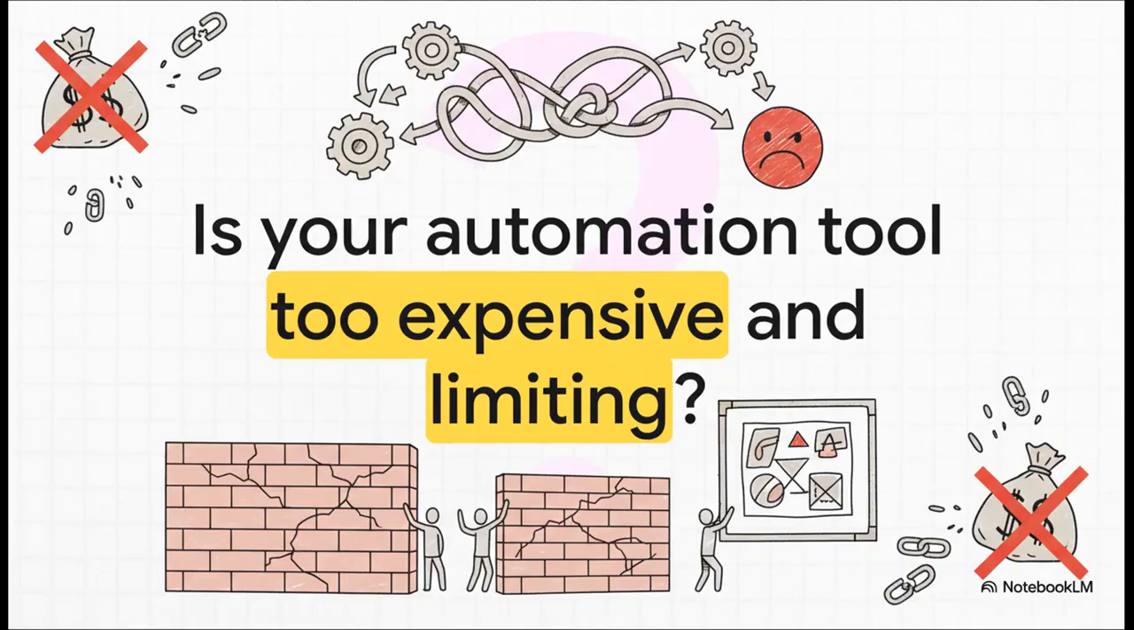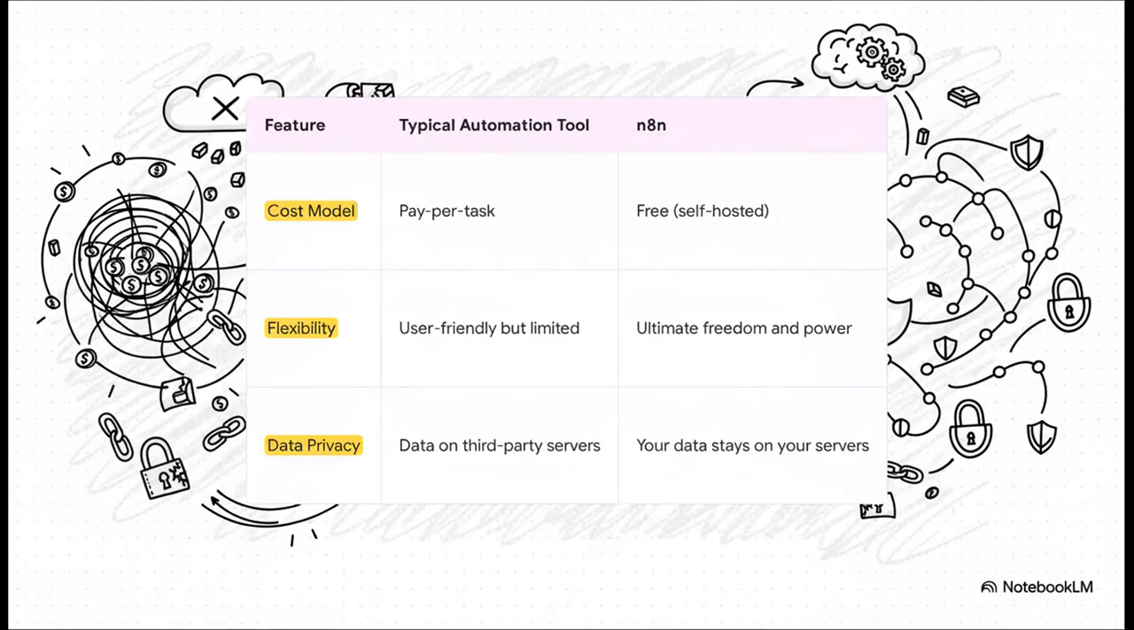All right, let's kick things off with a problem that, well, if you've ever tried to automate anything, you've probably felt this pain. You sign up for one of those big-name automation tools, and yeah, it's easy to use at first, but as soon as you try to do something really cool or scale up, you hit a wall. The costs start piling up with every single task you run, and your big ideas get stuck inside the little box the platform puts you in. Yeah, this is what I like to call the automation trap.